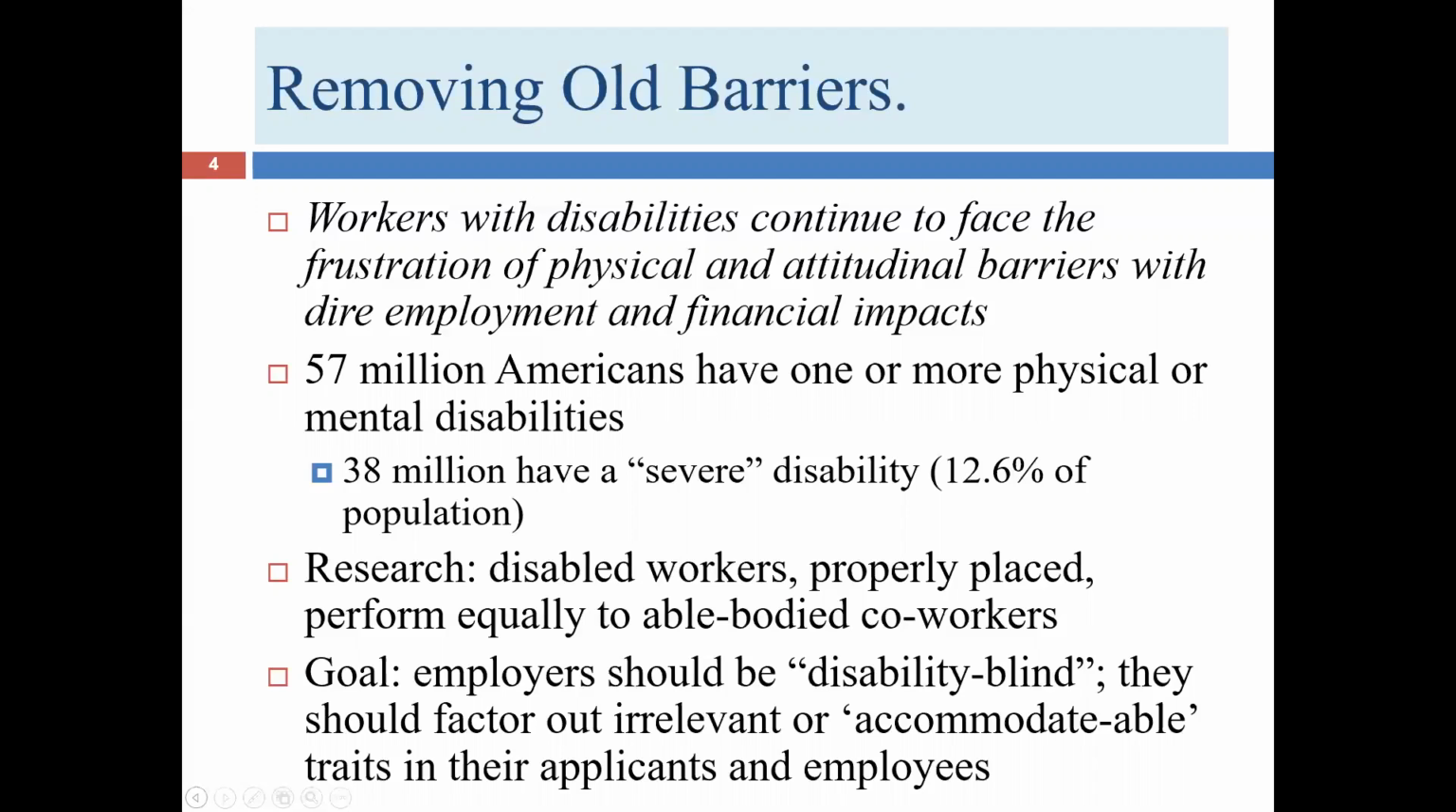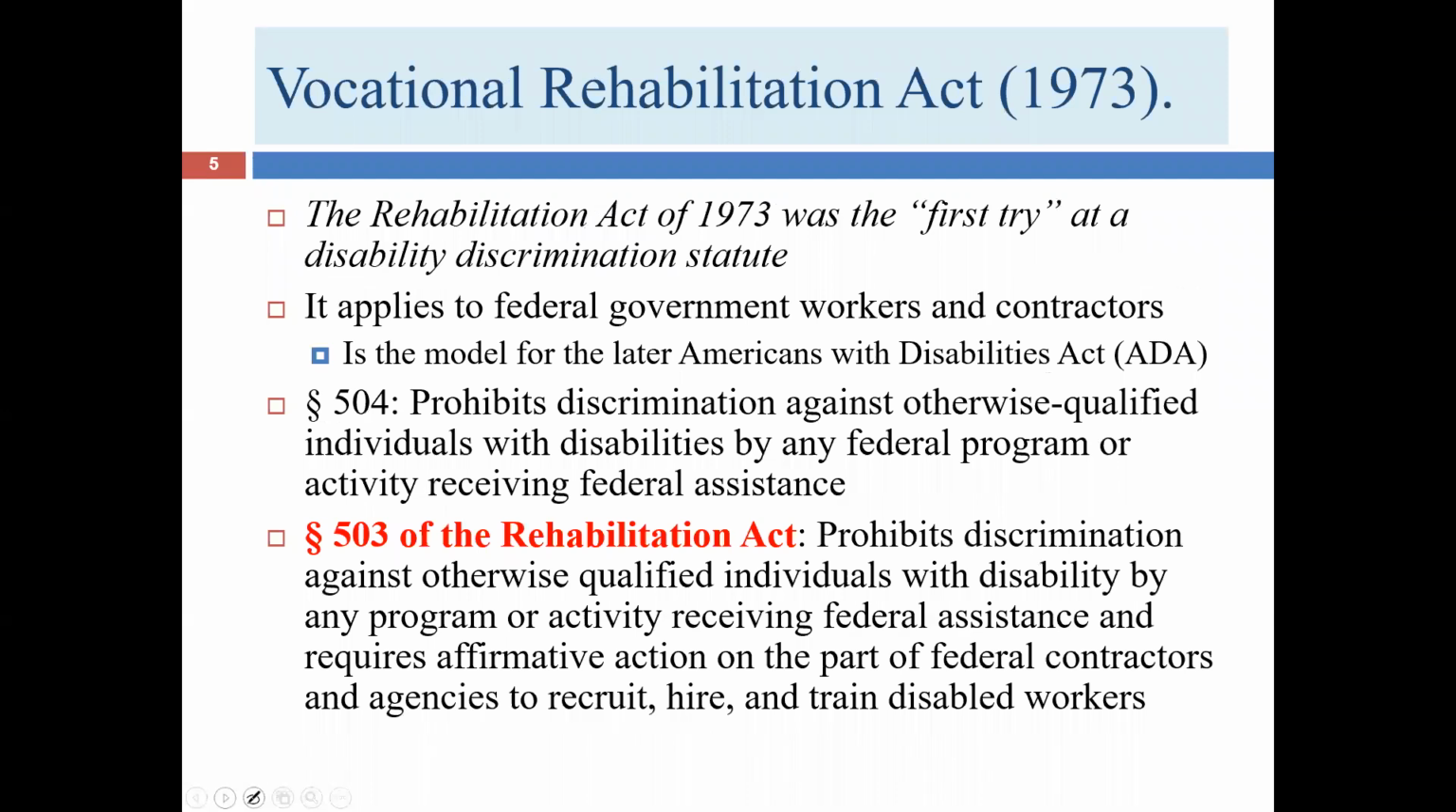The goal of the laws that we'll be seeing is for employers to be what we're going to call disability blind, which is kind of an ironic expression. The goal is that when we are evaluating candidates for a position, we don't look at what they can't do, but we look at what they can do in terms of their work output. And so that is the focus we'll see as we go forward.